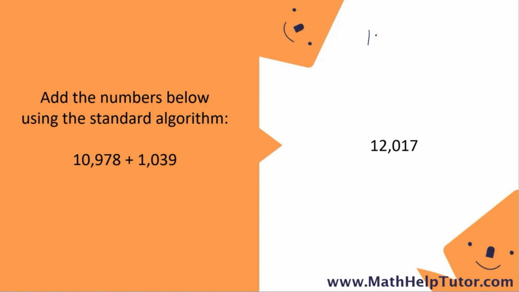Let's have 10,978 plus 1,039. So 9 plus 8 is 17. Let's carry over 1. 7 plus 3 is 10 plus 1. That's 11. 9 plus 0 is 9 plus 1. That's 10. Carry over 1.